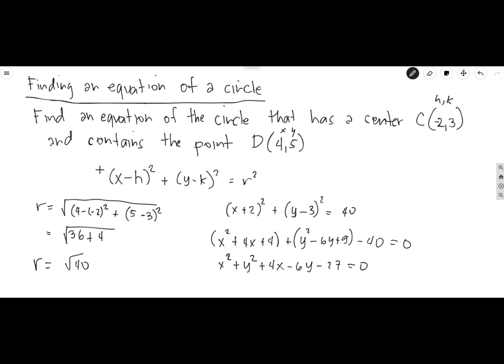So we can write now the last equation, so we can simplify your answer this way, okay. So this one now will be the original equation, which gives us x squared plus y squared plus 4x minus 6y minus 27 equal to 0. So this one now is the equation of the circle.